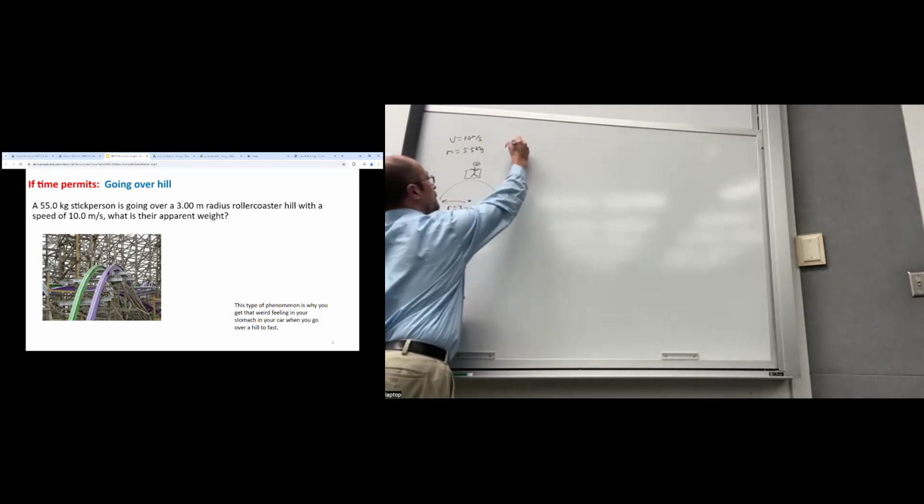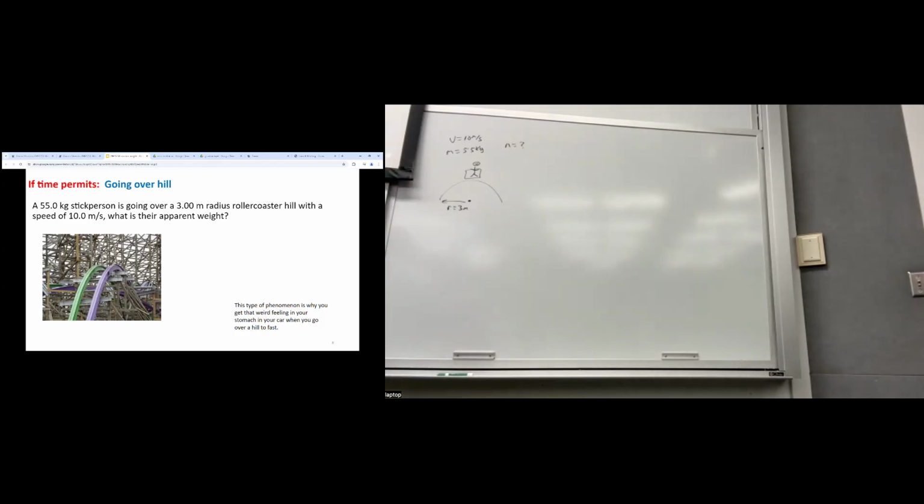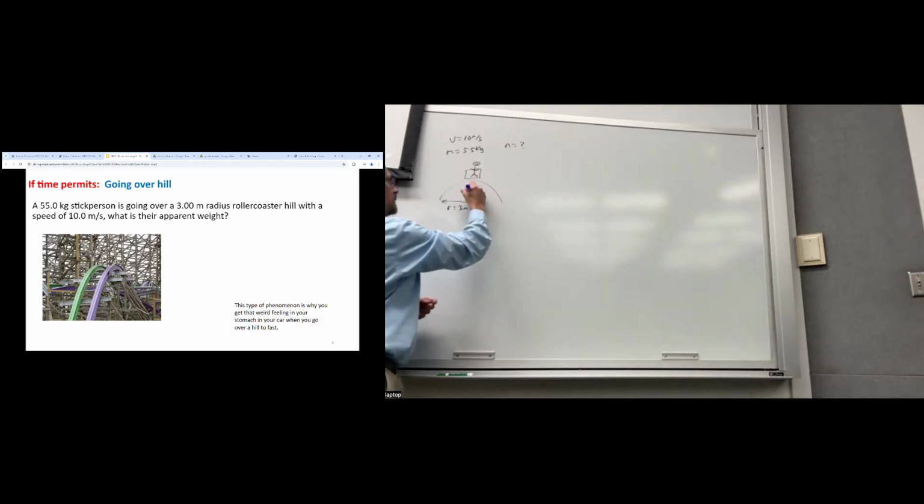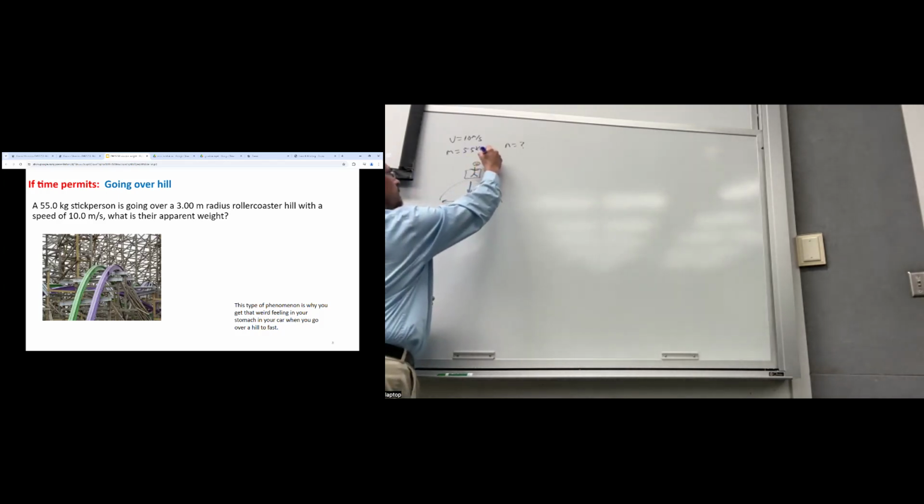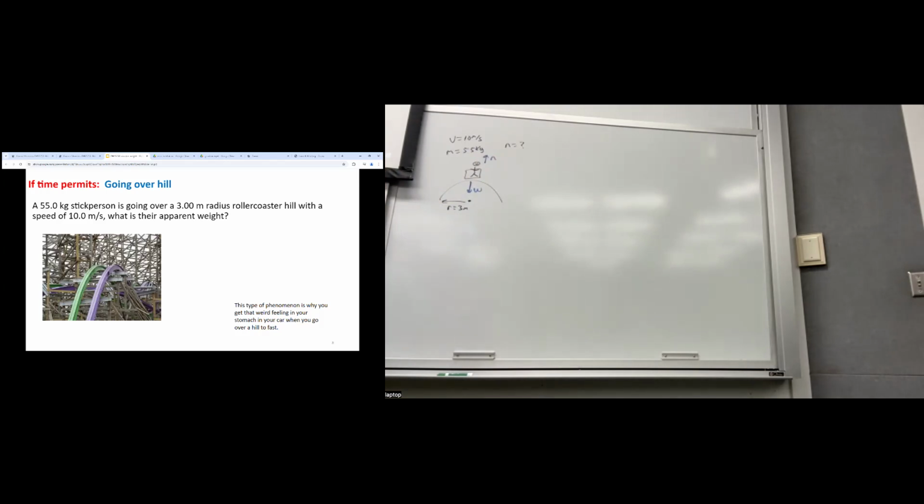So we're looking for n. So let's set up our picture. What forces do I need? Weight, and that's going to work down. What's another force that I should put on my diagram? Which way? Up. That's where your seat's pointing.